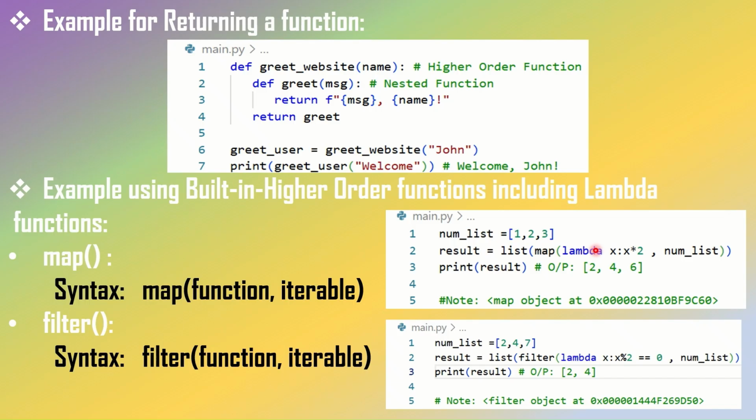I want to store those processed items into a list. Why? Because if I didn't do this, whatever the result will be, map always returns an object in its output. So here you can see, if I didn't convert the processed items into a list, then it will give the memory reference like this. I don't want this memory reference, I want the processed items.